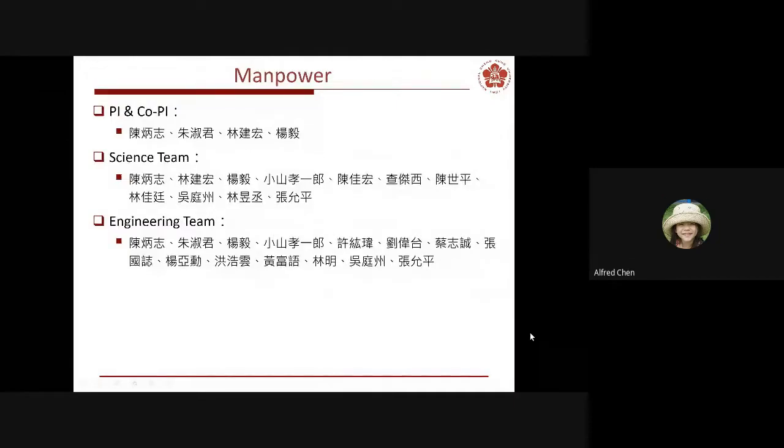In this mission, we will have 4 colleagues, faculty members from NCKU, including Zhu Shujun, Lin Jianhong, and Yang Yi, to join this mission. We also have a science team and an engineering team, with members coming from the physics department, earth science, and the department of astronautics and aeronautics.